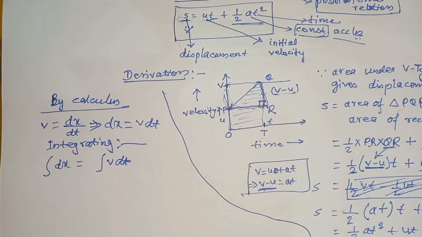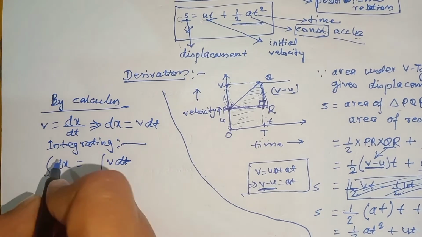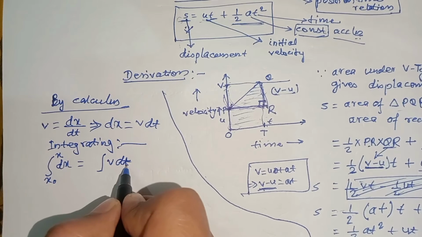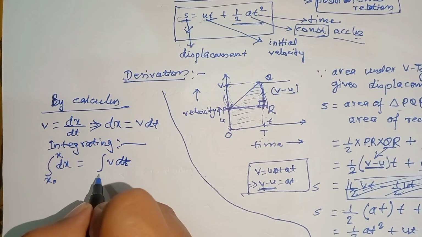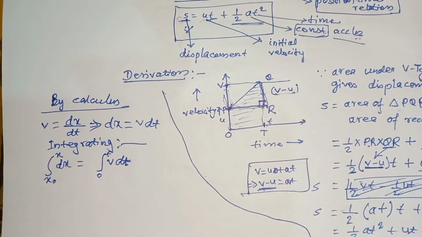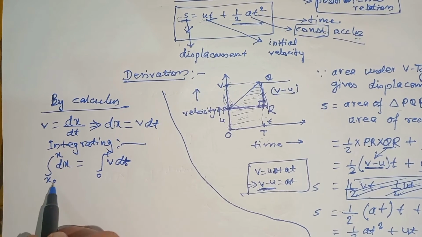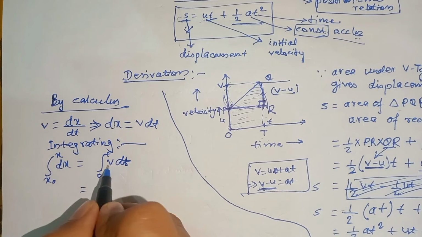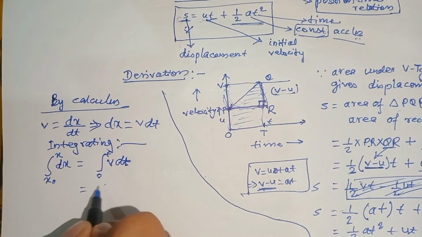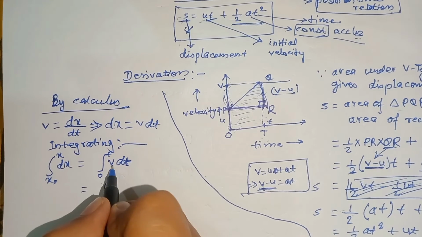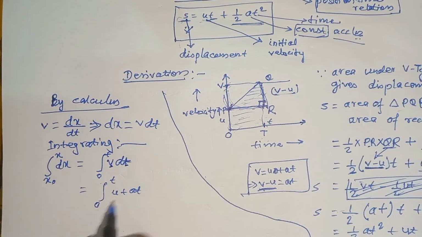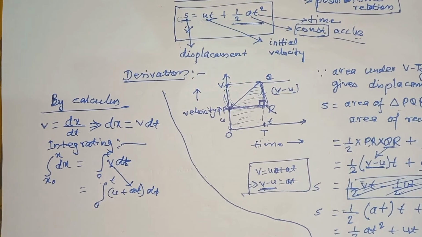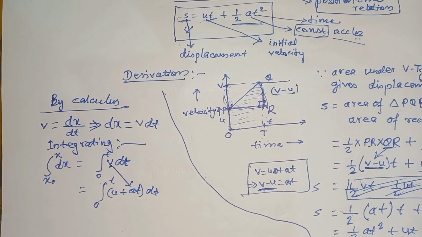Okay, and we need to put limits. The limits will be x naught and x, and for time the limits will be 0 and t, because the changing variable is time. Initially it is x naught. Okay, let us solve it. Now we can put v equals u plus at by the first equation of motion, so we write u plus at dt.